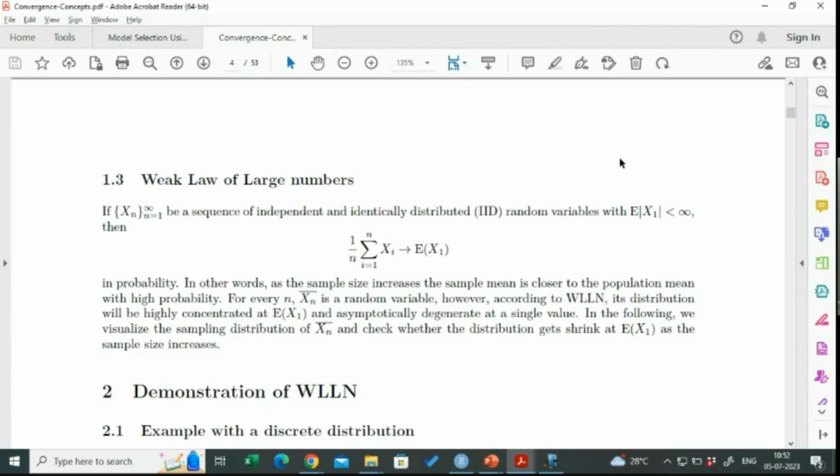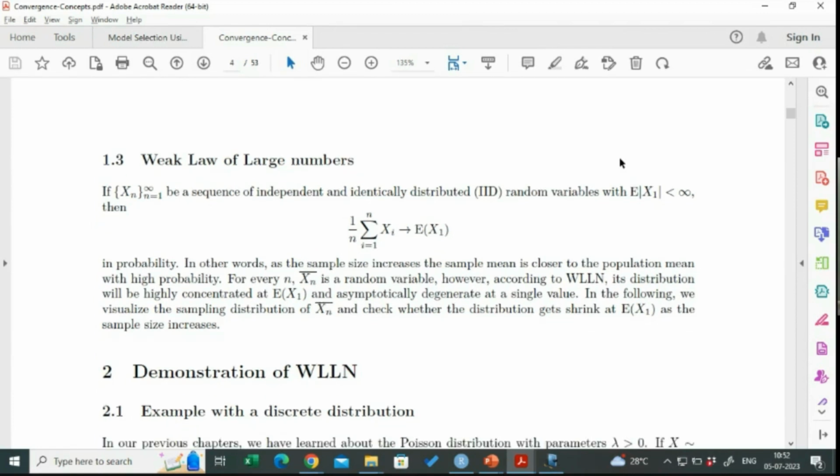It says that as my sample increases, we get a better estimate of the expected value or the average value or the mean value. But now this is an example which I have seen.